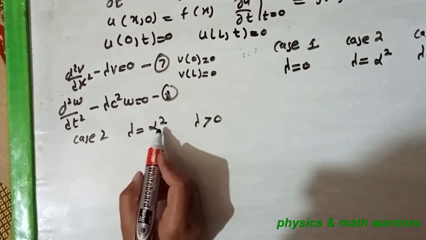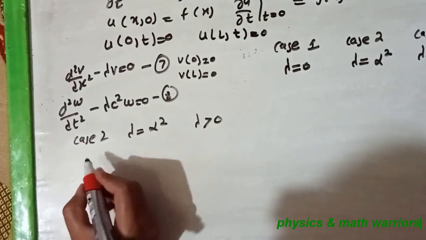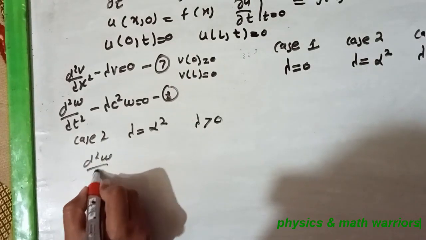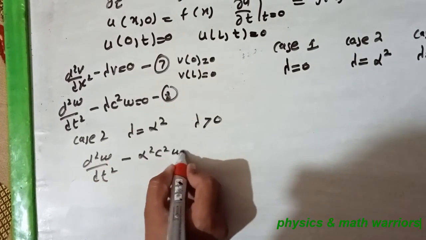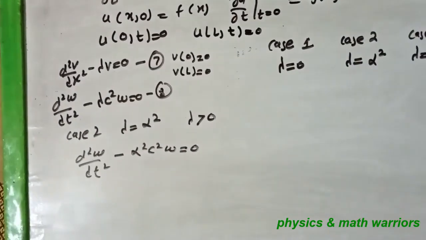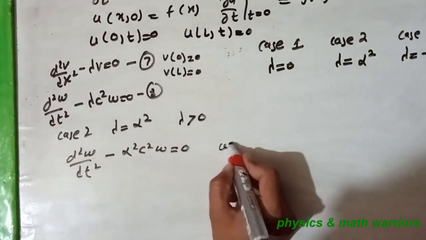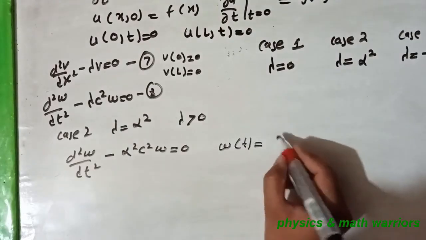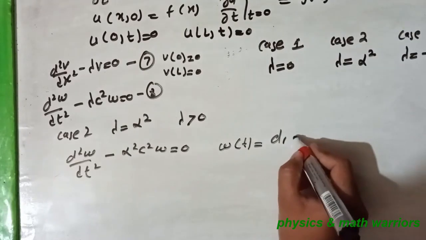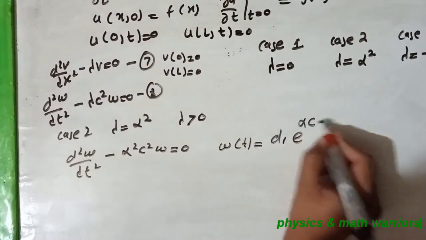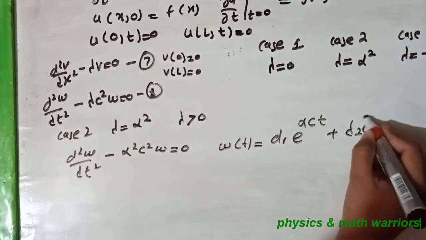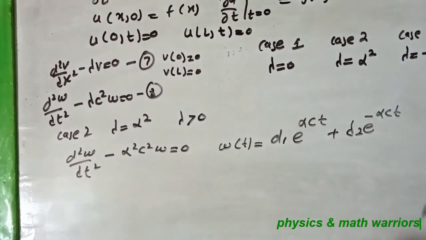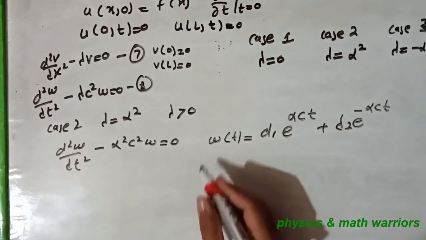If lambda is equal to alpha square, then equation 8 becomes d square omega over dt square minus alpha square c square omega is equal to 0, and the solution of this equation is omega of t is equal to d1 exponent alpha ct plus d2 exponent minus alpha ct.